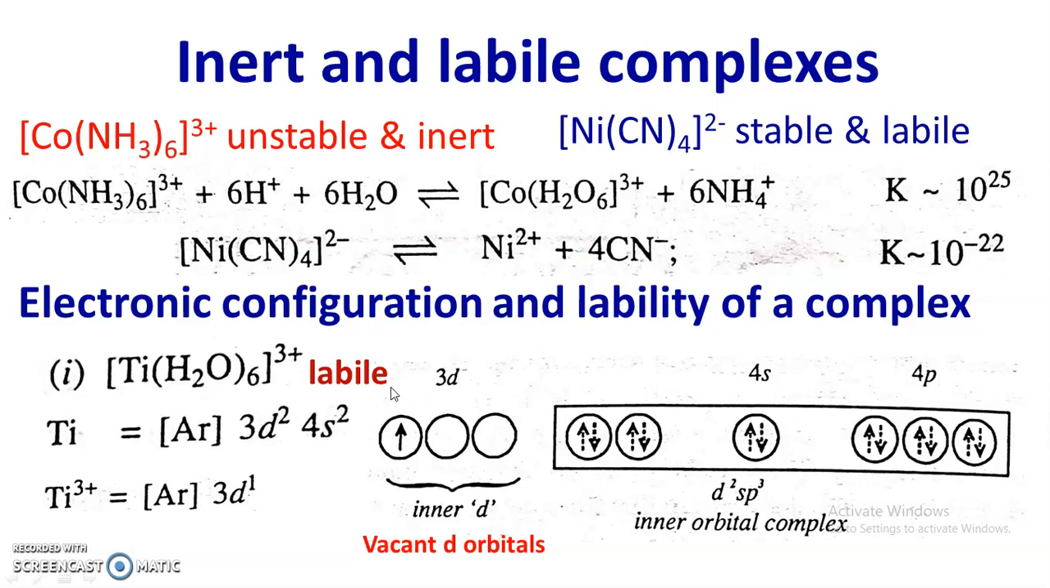The mechanism of substitution reaction of an inner orbital complex is explained by the formation of an unstable 7 coordinate intermediate or transition state, and the vacant inner d orbitals are required to accept the electron pair from the new ligand for the formation of the additional bond in the 7 coordinate complex, and therefore inner orbital complexes with vacant d orbitals are labile.